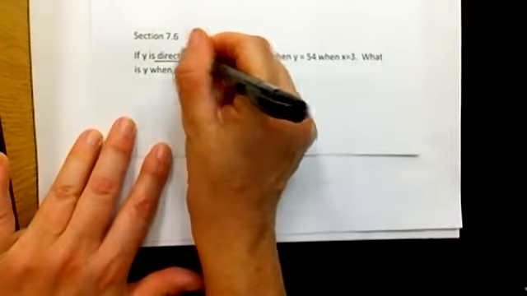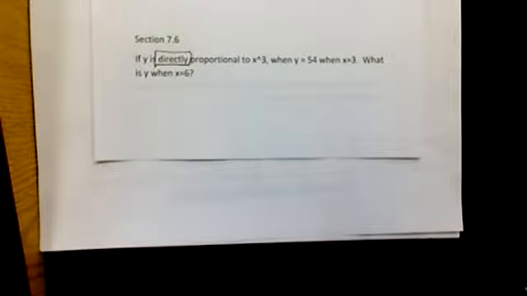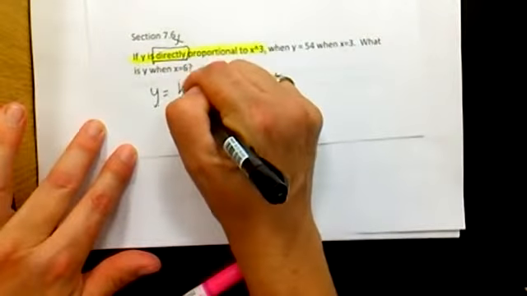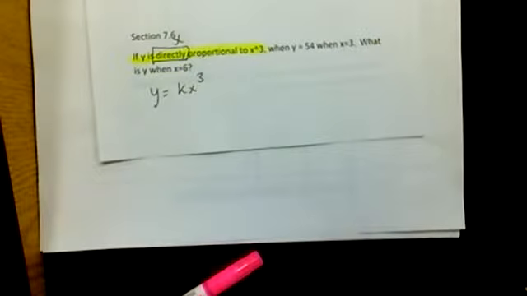Okay, so we've got to start down here in 7.6, not up in the other parts. It says if y is directly proportional to x cubed, when y equals 54, then x equals 3. What is y if x equals 6? So let's see if we can set this whole thing up. So again, directly. What does directly mean? Directly means multiply. Because it means to multiply, we need to set up our problem based on that. So we are going to have y is equal to k times x cubed. And this one's like one we solved earlier.